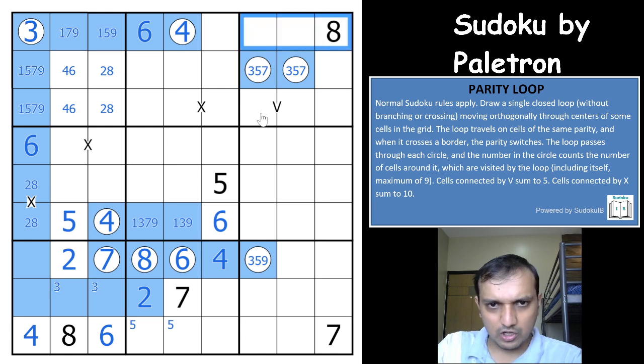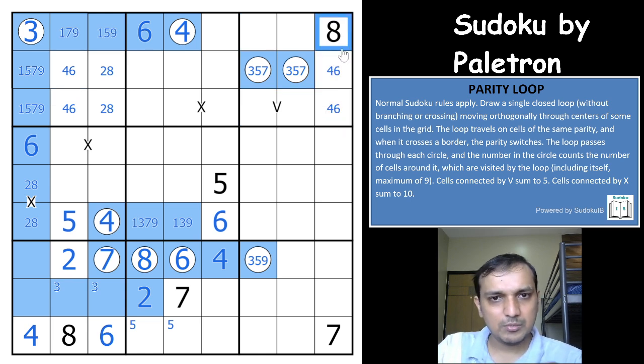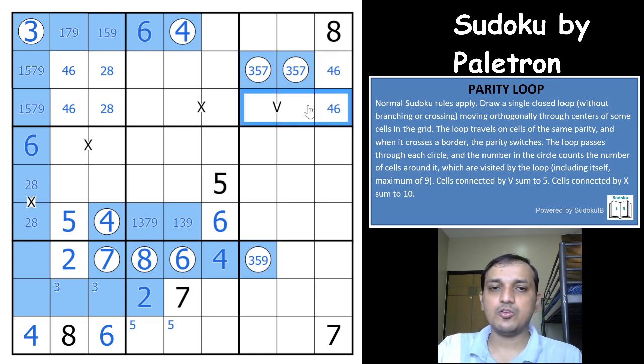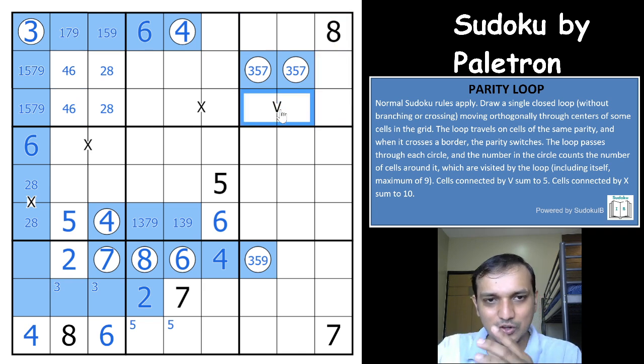So 4 and 6 cannot be here. Both 4 and 6 cannot be here. That will eliminate 4 and 6 from this cell. So this would have to be a 4-6 pair. Amazing. Oh, of course, 4 and 6. What am I doing? I thought it was an X. Sorry, my bad. This cannot be 2-8.